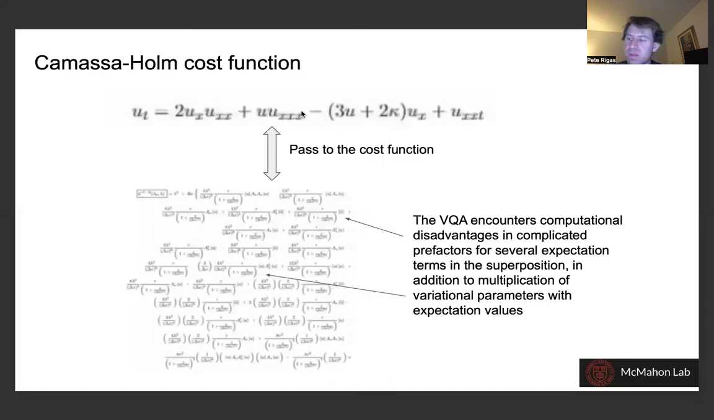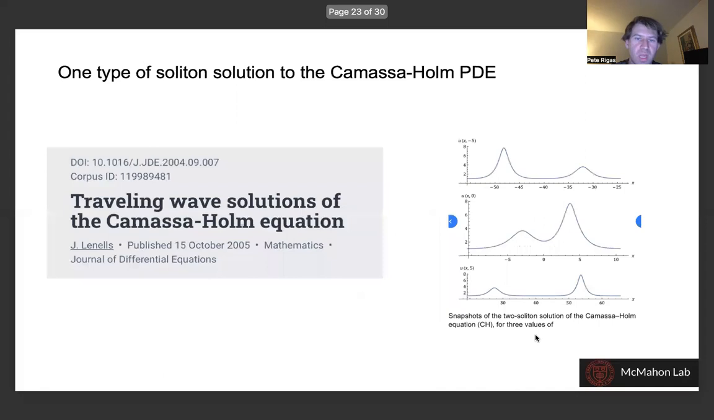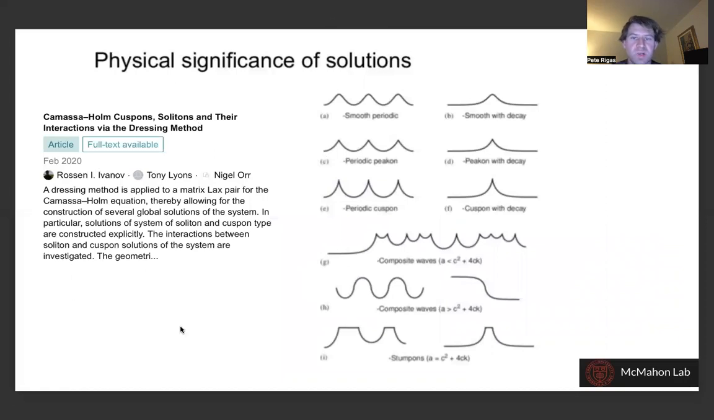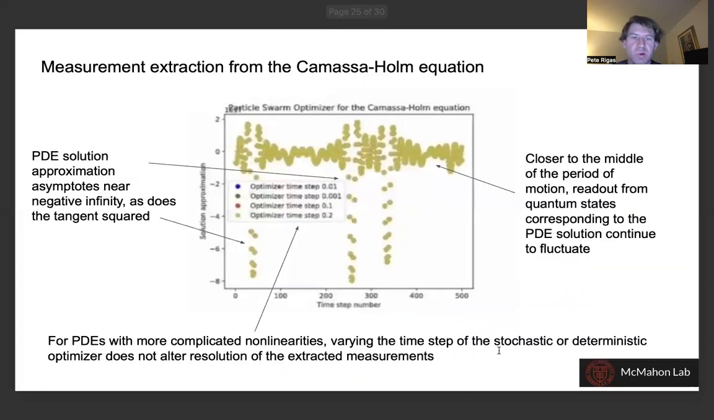And we also apply the variational quantum algorithm to the Camassa-Holm equation, in which we encounter computational difficulties for multiplication of variational parameters with mixed quantum states. And we can form various modes of comparison between a 2005 reference, in addition to a more recent 2020 reference, in which we can extract measurements from the Camassa-Holm equation.